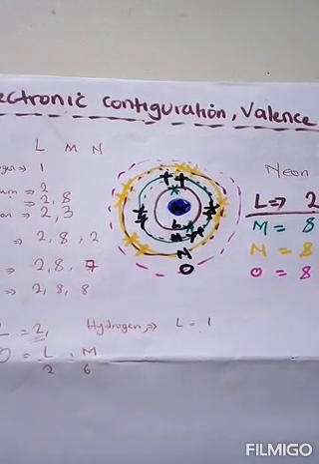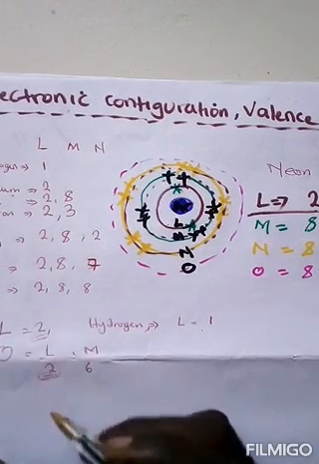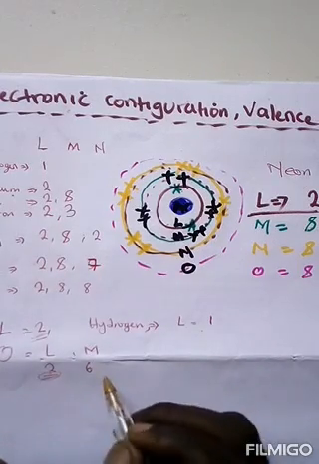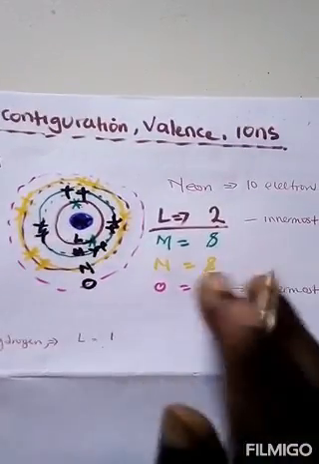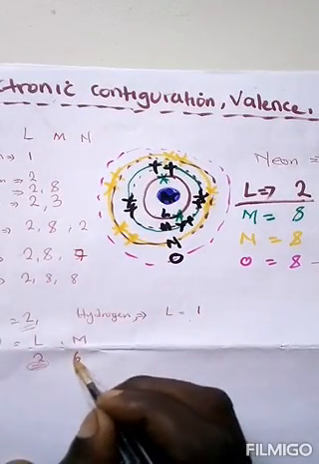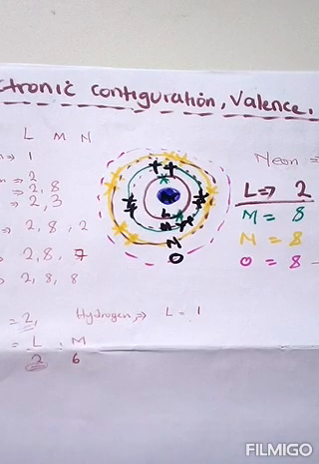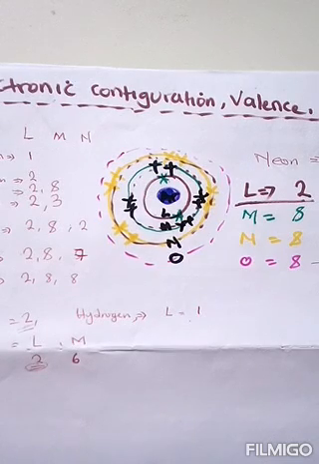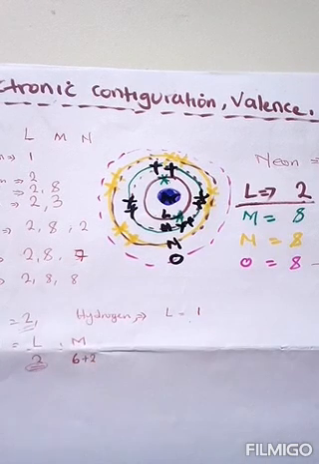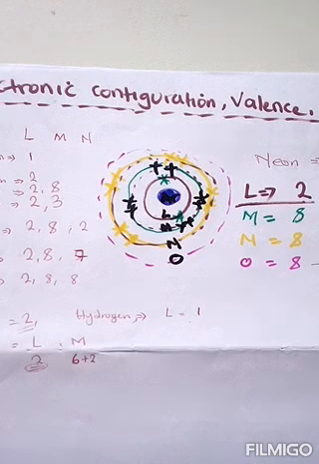The question is, is oxygen stable? No, because in shell L it has filled shell L to its capacity, but has it filled shell M to its capacity? No, because the full capacity of shell M is how many electrons? We say M is equal to 8 electrons. But here shell M has just 6 electrons. So for oxygen to be stable, how many electrons does it need? You have to add 2 electrons to it so that it makes 8 electrons. When you add 2 electrons, what are you going to obtain? 8 electrons. Then you make it stable.